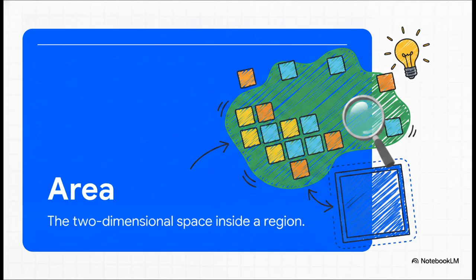Building right off length, we move into the second dimension. Area is defined conceptually as the two-dimensional space inside a region. We have to define area conceptually by having students physically cover surfaces with squares or tiles. If we do this, we can finally stop students from confusing area with perimeter. When they actually physically cover a space, they experience a true aha moment. They realize, oh, I'm measuring the inside, not the boundary.